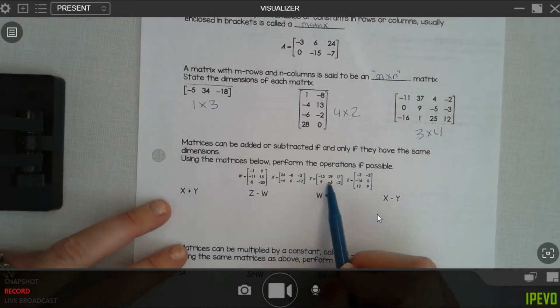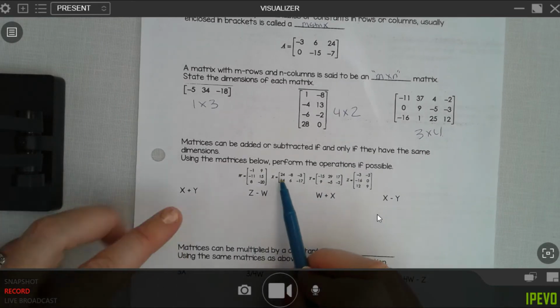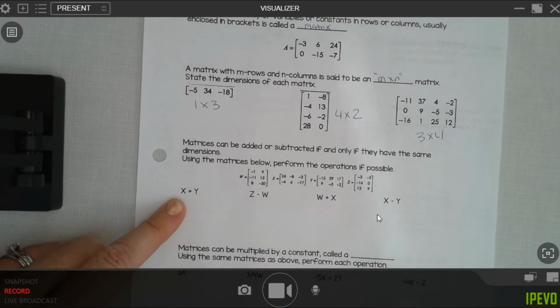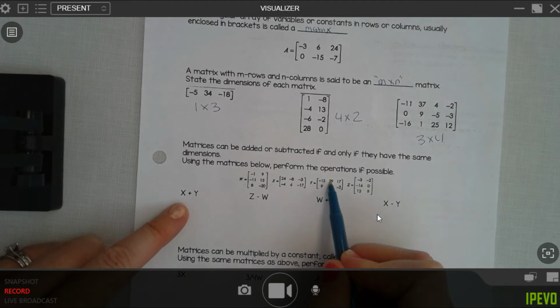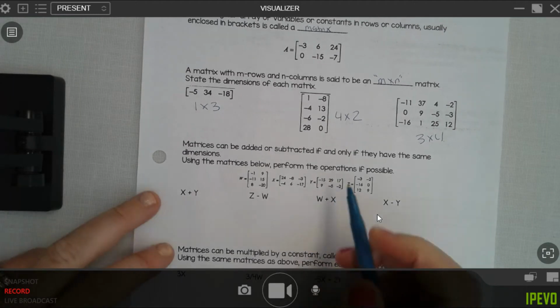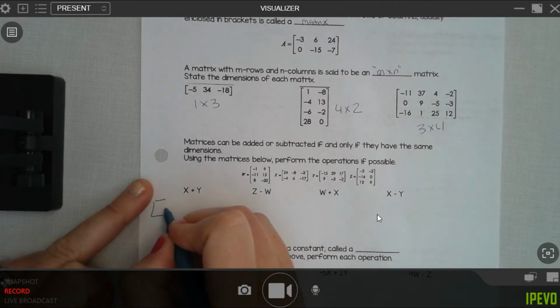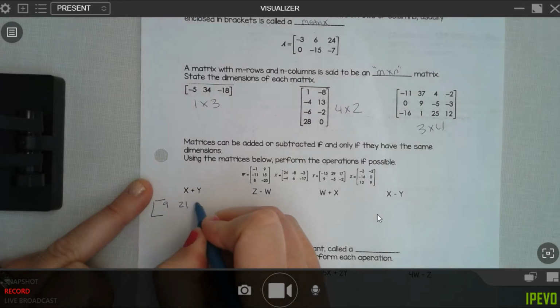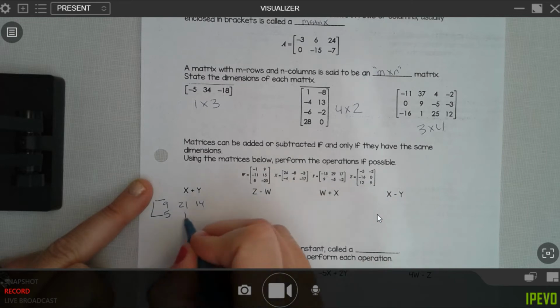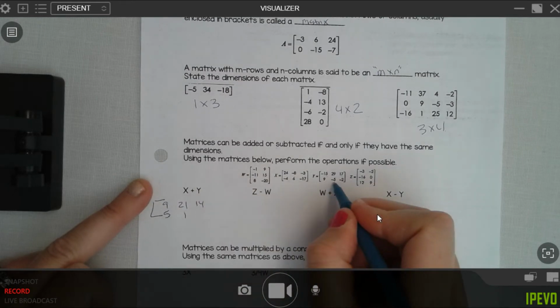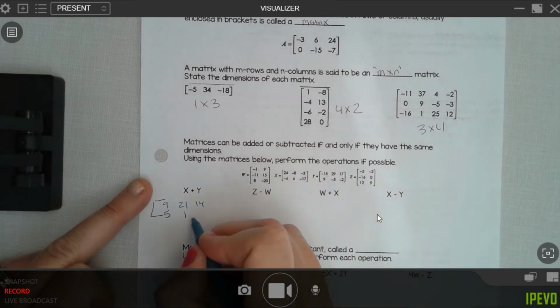So x and y have the same dimensions. They're a 2 by 3. So to add them, you just add your spots. So you do 24 and the negative 5, the negative 8 and the 9, the negative 3 and the 17. The negative 4 and the 5, and 6 and negative 5, and negative 17 and negative 2.